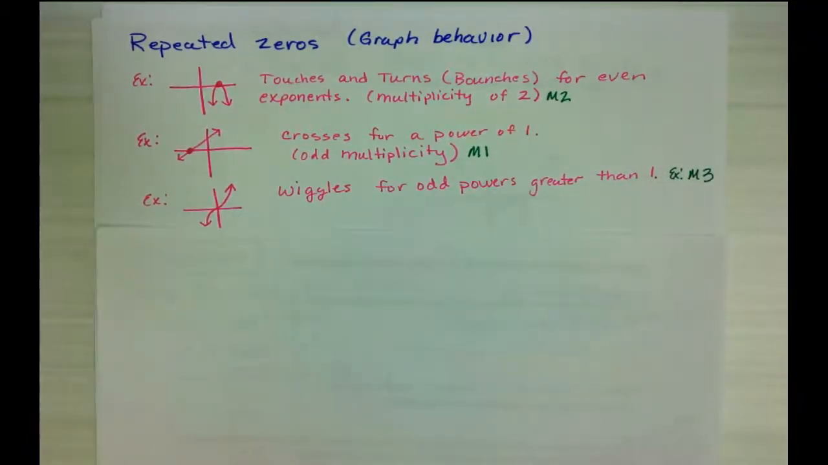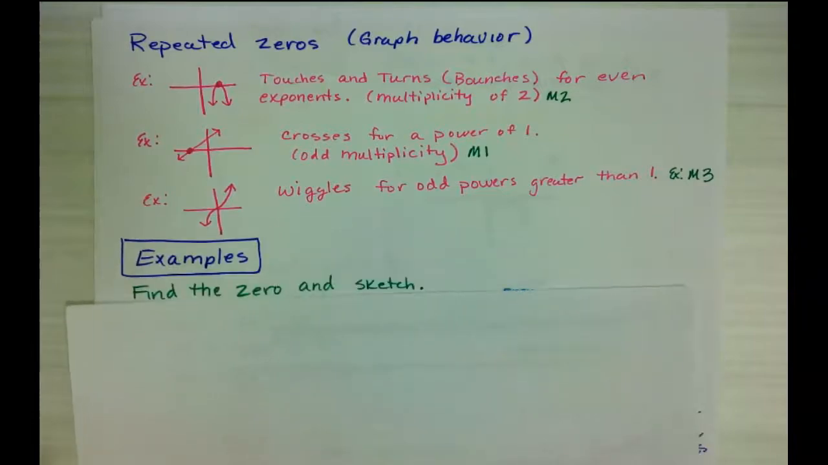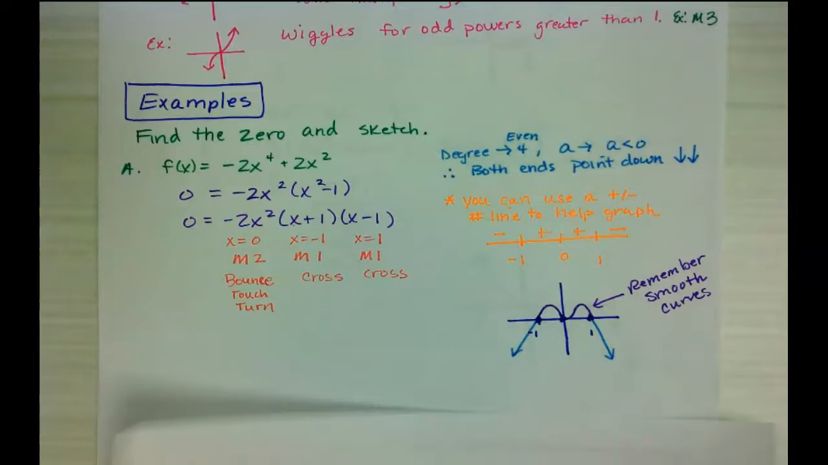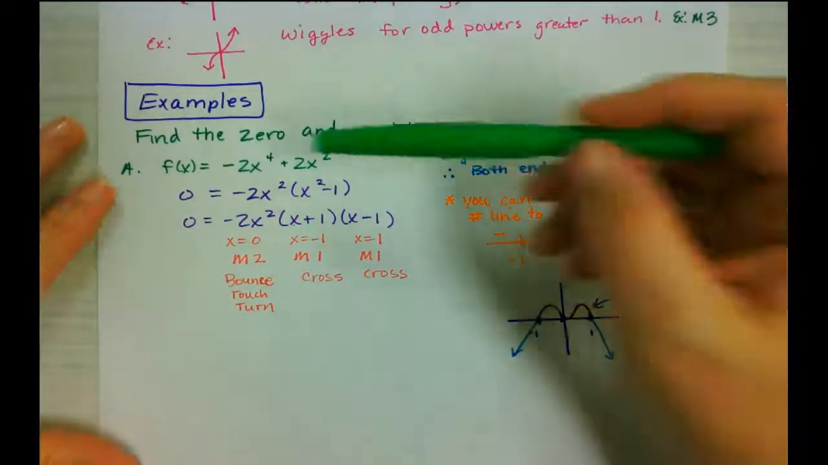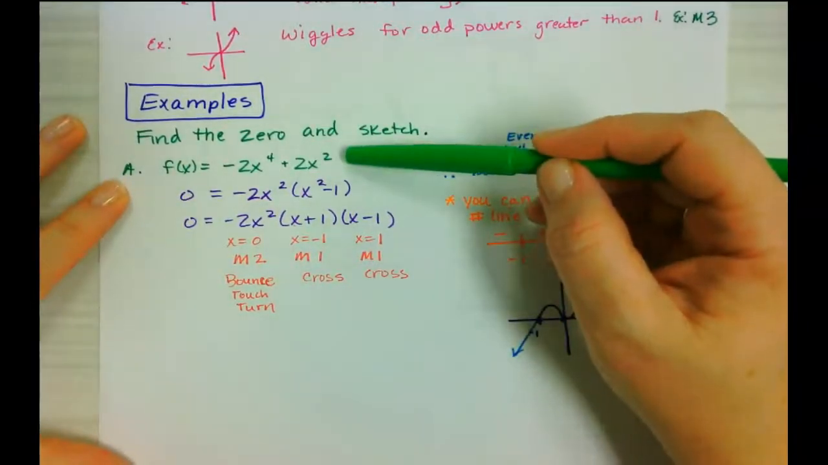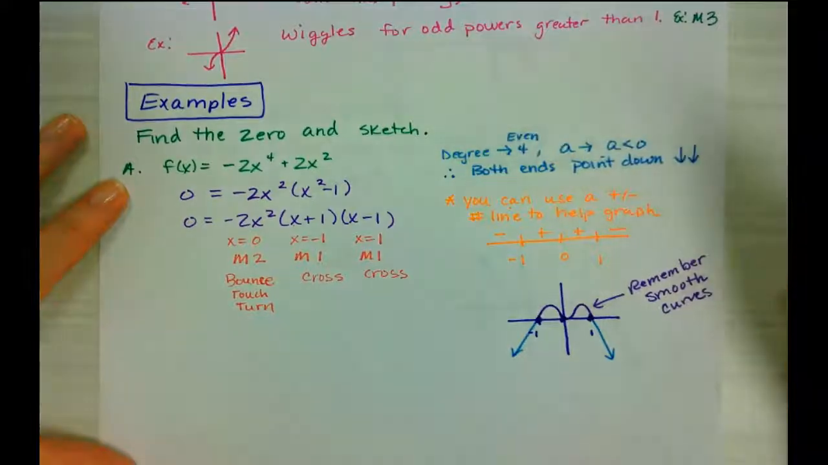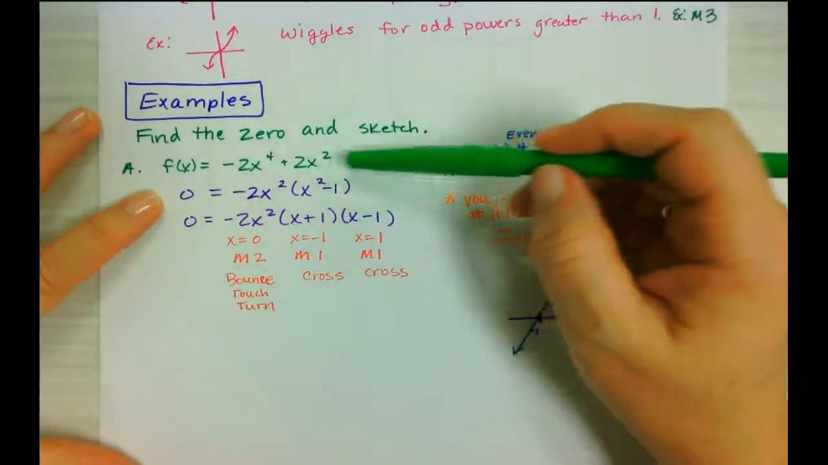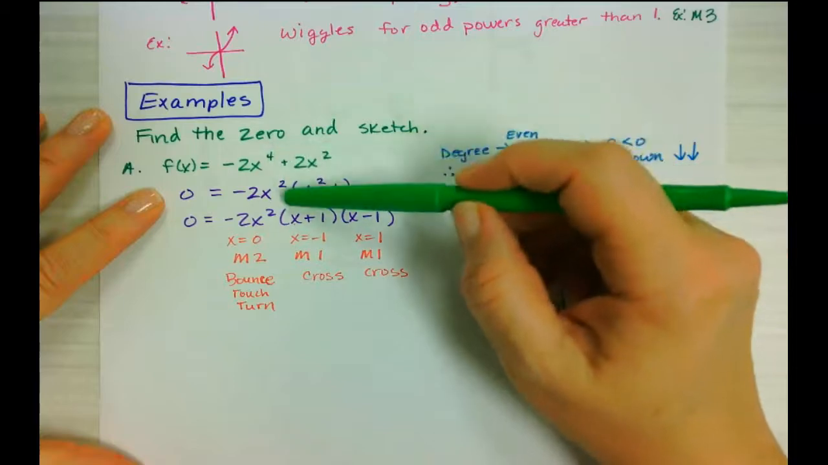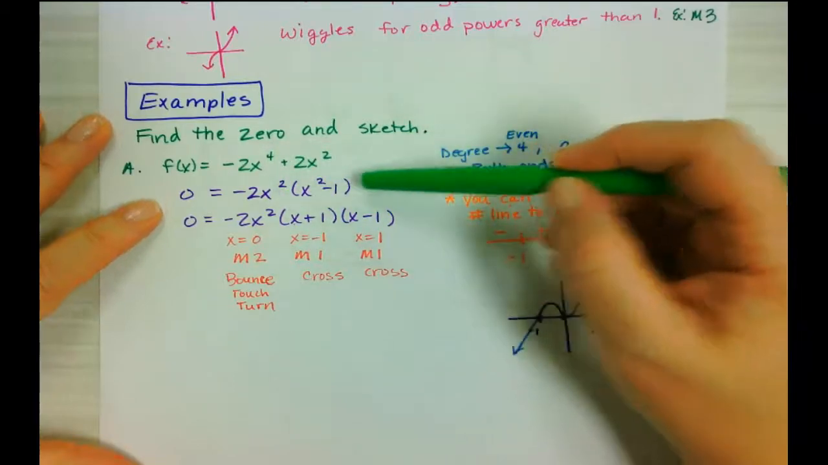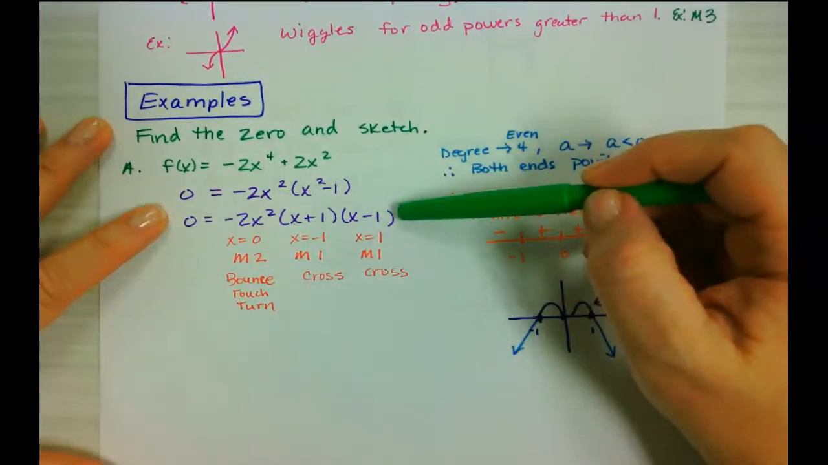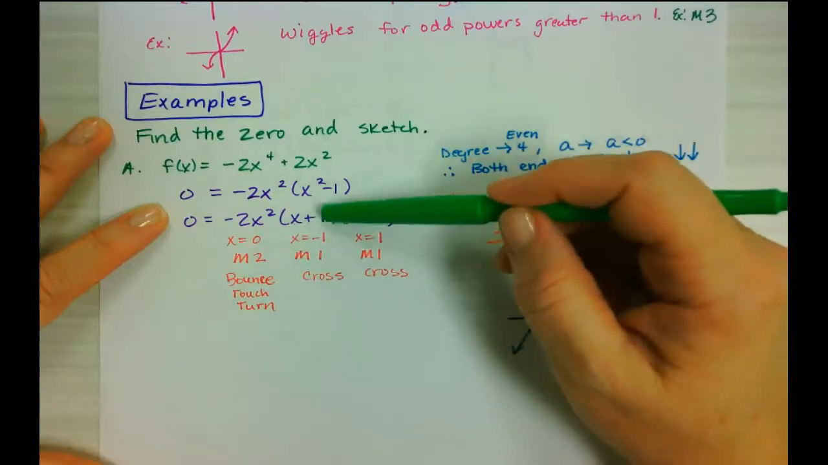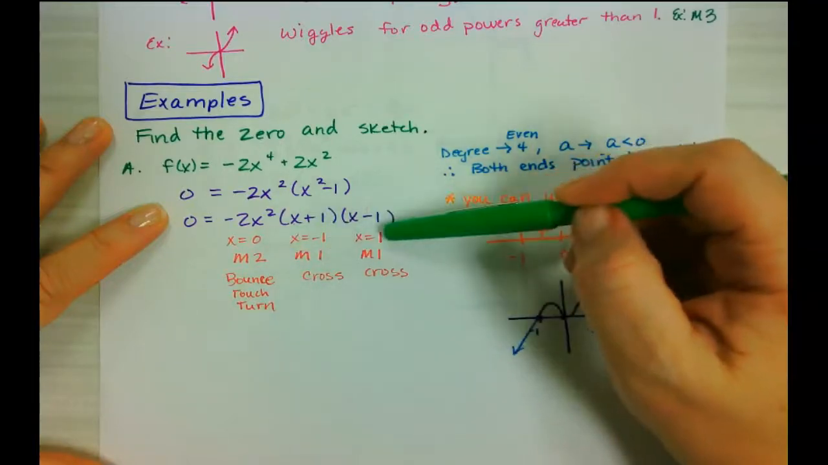All right, so now we're going to go through a problem. We are going to find the 0s and sketch. So here is the problem that I have. The problem is f of x equals negative 2x to the 4th plus 2x squared. So I need to know the roots, and to find the roots, I'm going to factor this out, bringing out a negative 2x squared. I'm left with x squared minus 1, which factors out to x plus 1, x minus 1. So the roots are 0 here, negative 1 here, and 1 here.